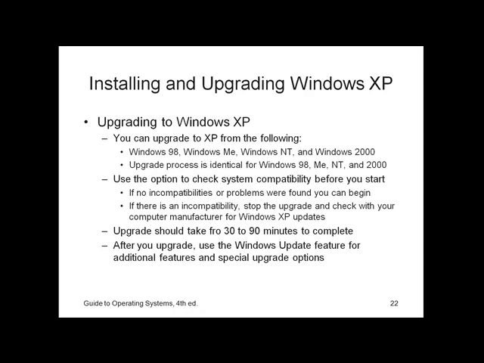A typical upgrade for Windows XP takes about 30 to 90 minutes to complete, and that's just the installation of the operating system. You should always allow enough time to fully install an operating system, as well as all the applications and peripherals that will be needed on that computer in order to have a fully functional computer for your user. I recommend anywhere from 3 to 4 hours for a computer that you're doing a manual install on. And after you upgrade, use the Windows Update feature for additional features and special upgrade options that are available.